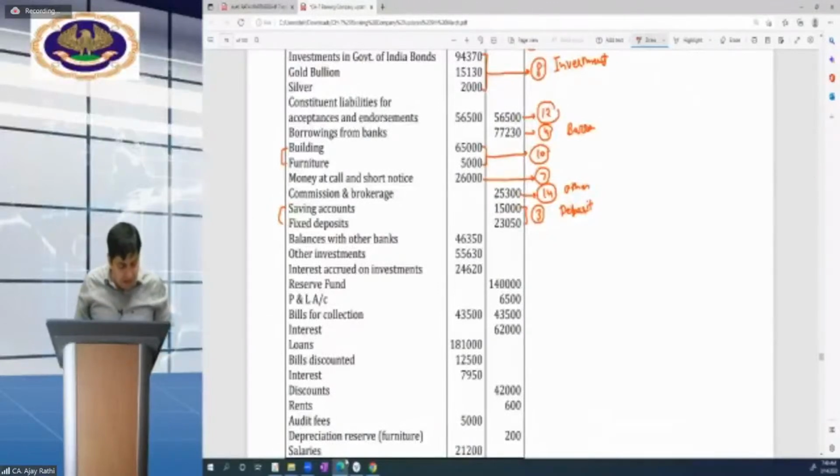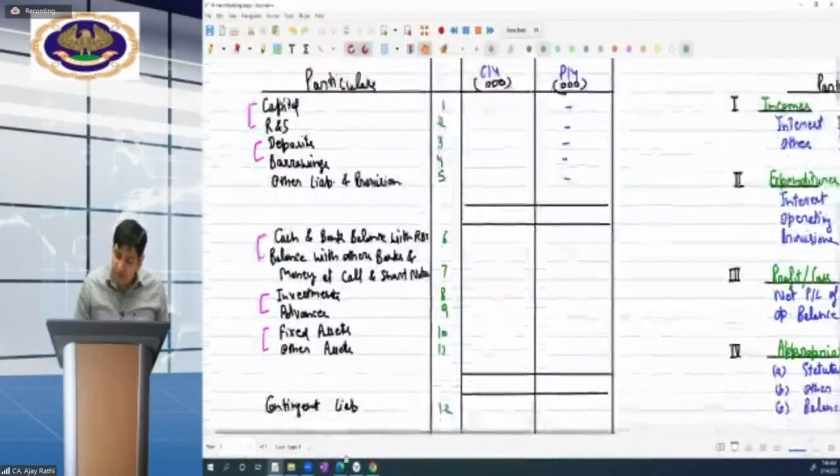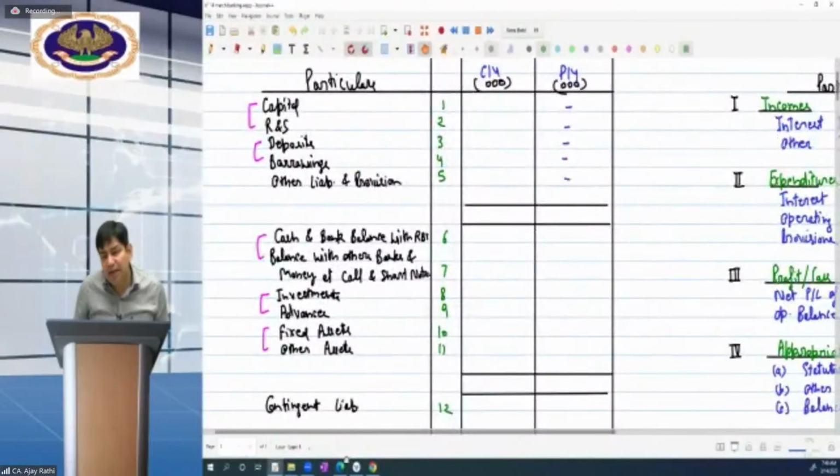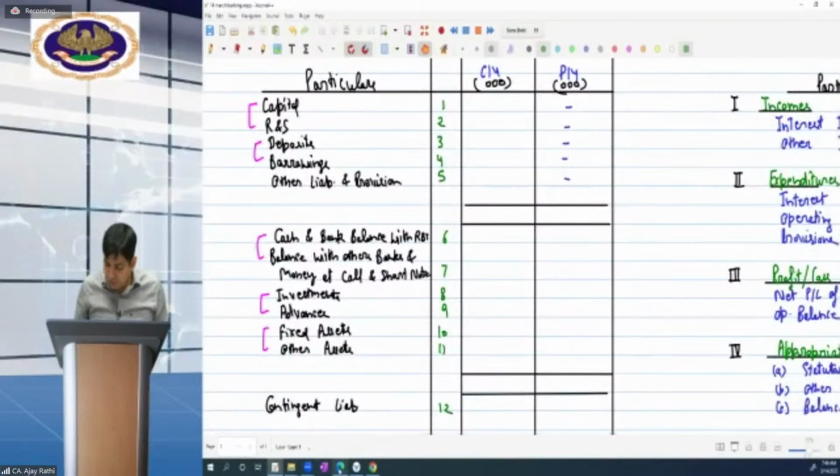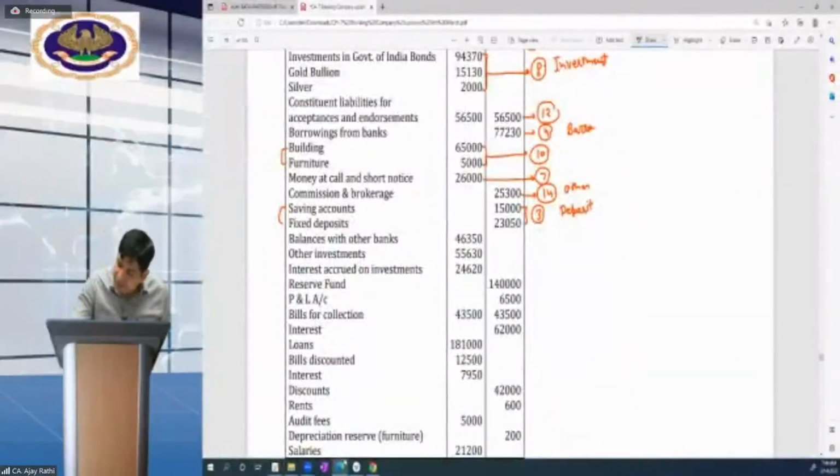Balance with other banks, beta. It is what? It is schedule number 7. You know, cash and bank balance with RBI and then other. So it is schedule number 7.